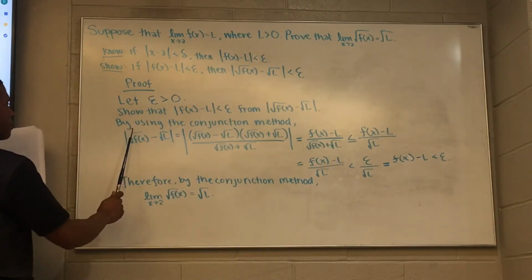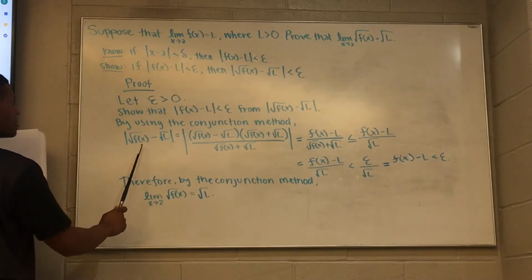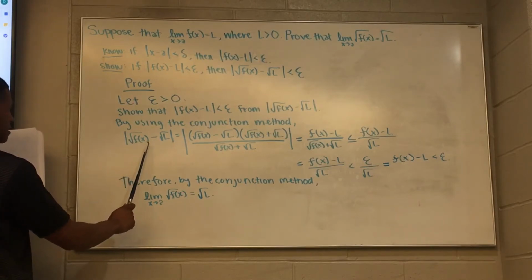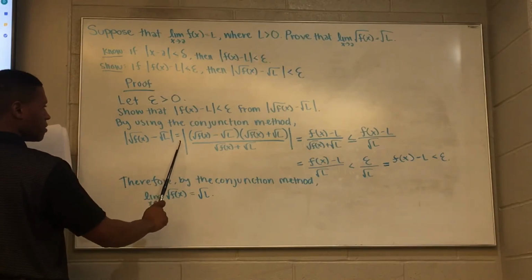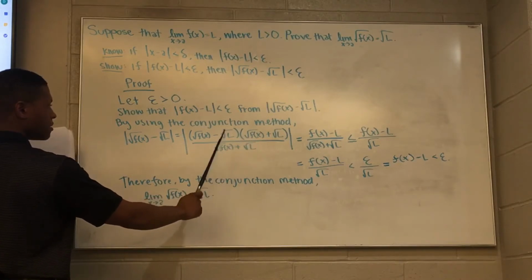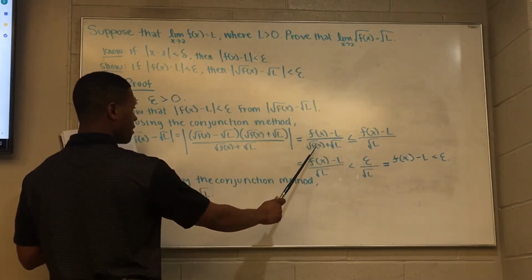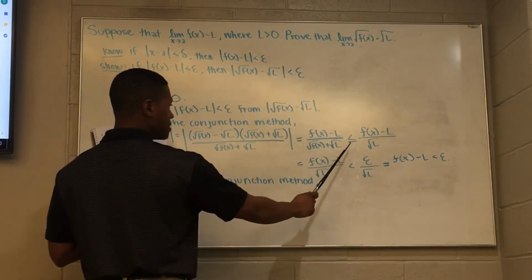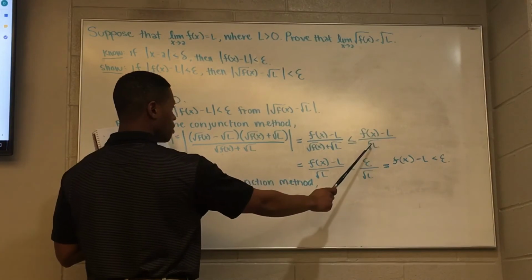We will do that by using the conjugation method in our algebra. So first we start off with the expression absolute value of the square root of f of x minus the square root of L. We can show that that is equal to that multiplied by its conjugate. And doing so, we get rid of the square root on the numerator, and we have the conjugate on the bottom.